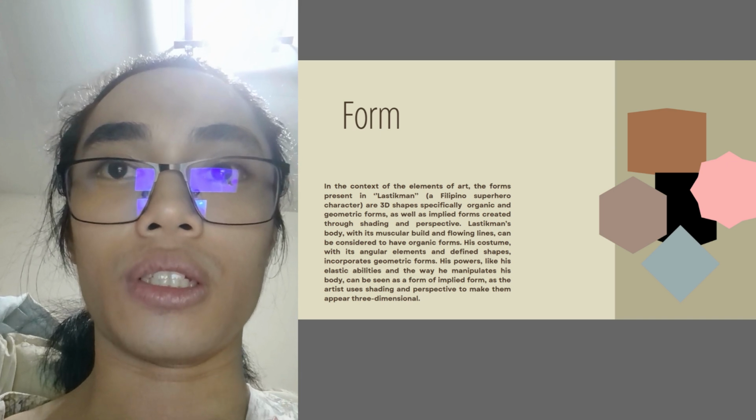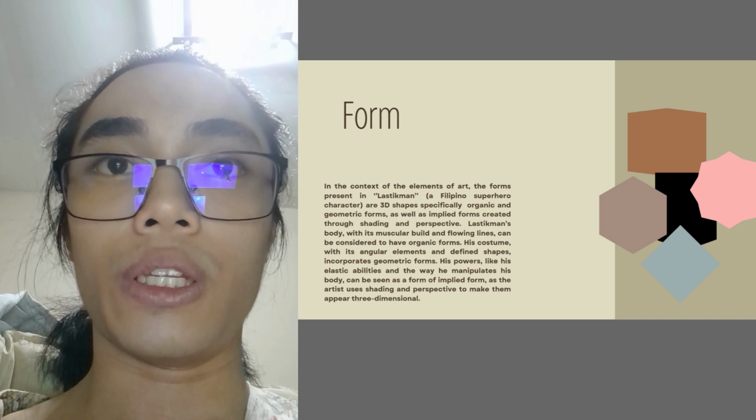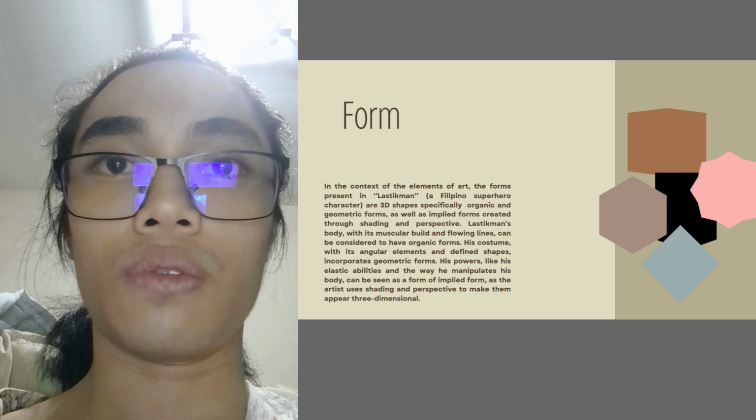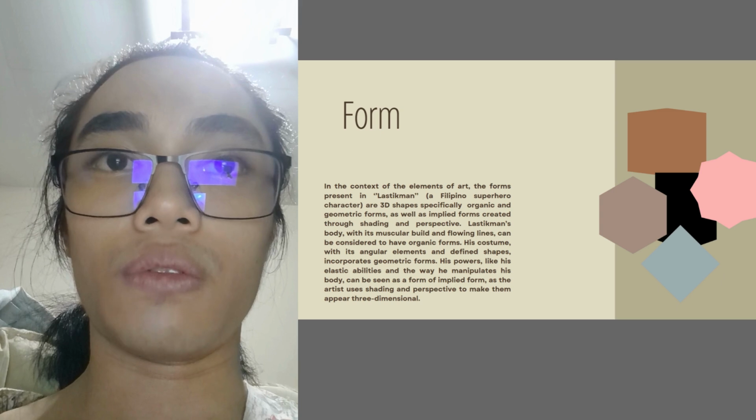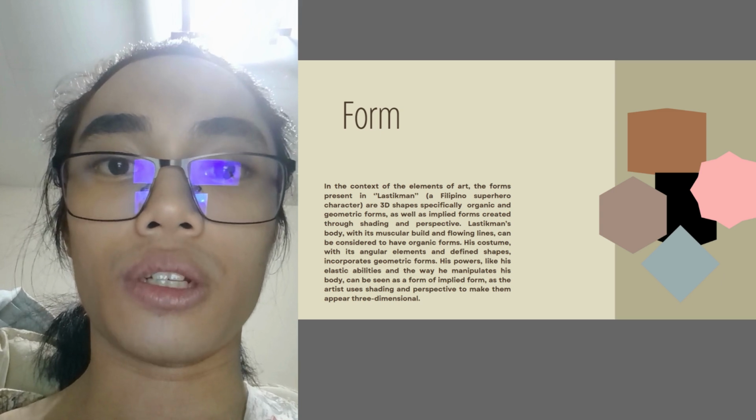His powers, like his elastic abilities and the way he manipulates his body, can be seen as a form of implied form, as the artist uses shading and perspective to make them appear three-dimensional.